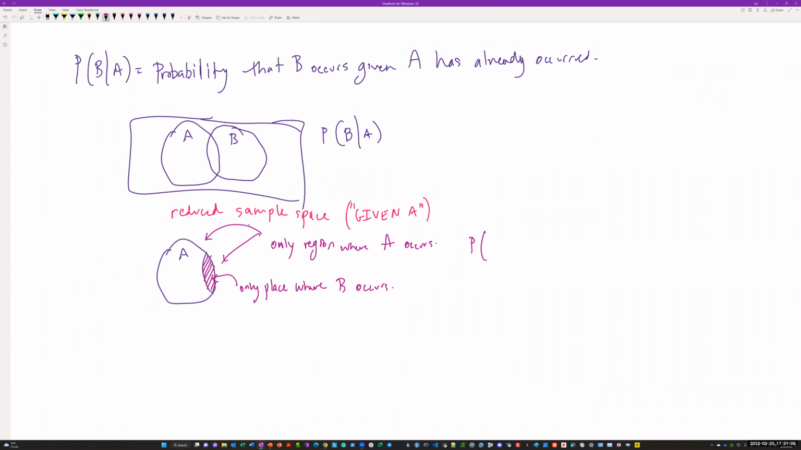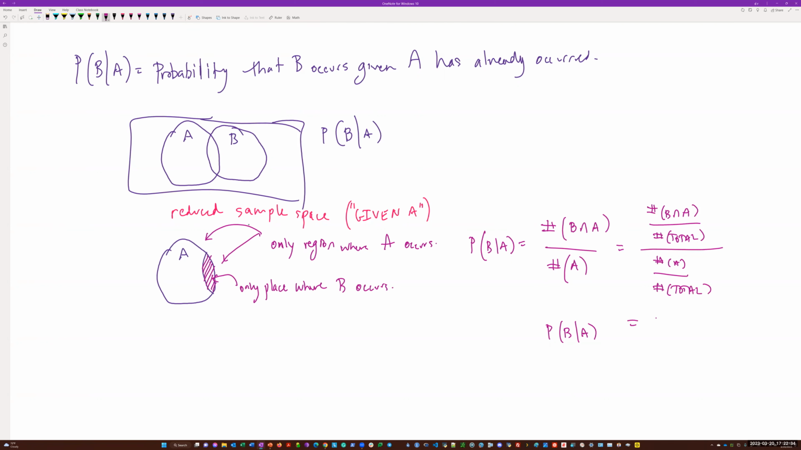So if I say, what's the probability of B given A, another way we can say this is, it's the number of things in A and B divided by the number of things in the entire sample space, which we're now going to consider as just A. If I take both of these things and divide by the total on the top and the bottom of the fraction, then what we could say is that the probability of B given A is equal to the probability of B and A divided by the probability of A.